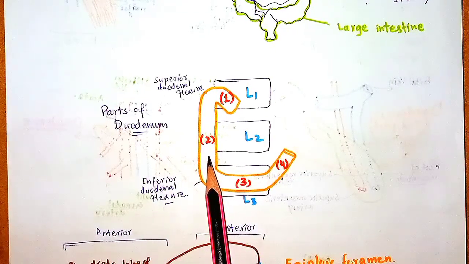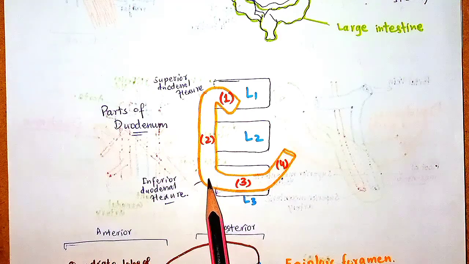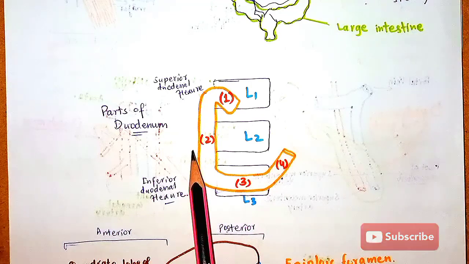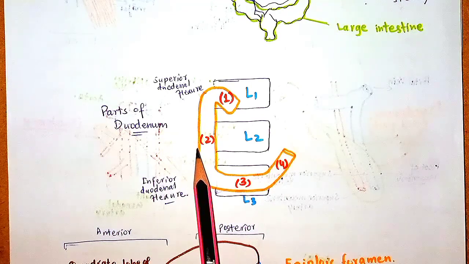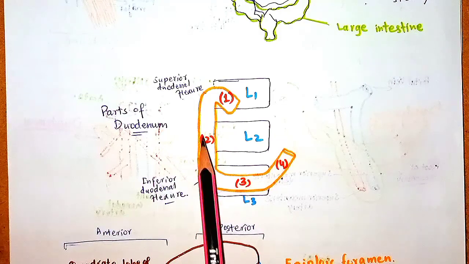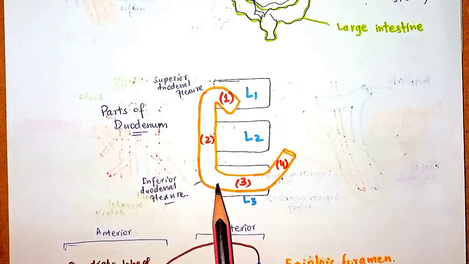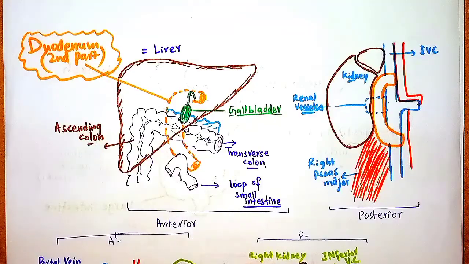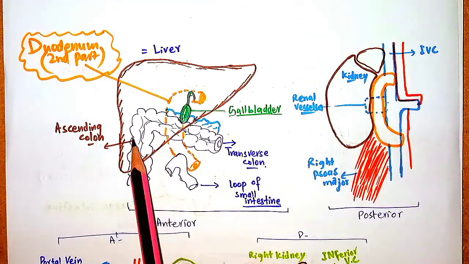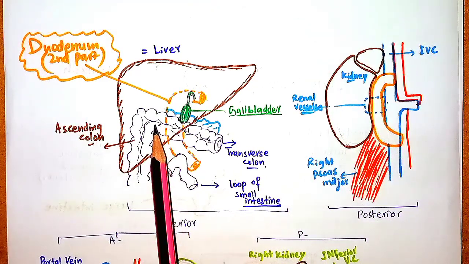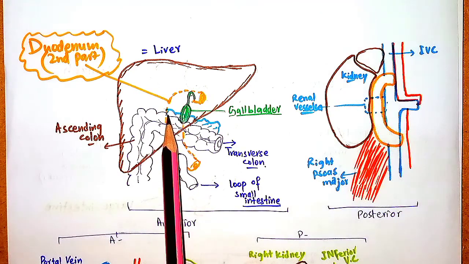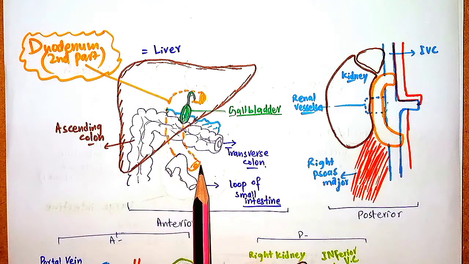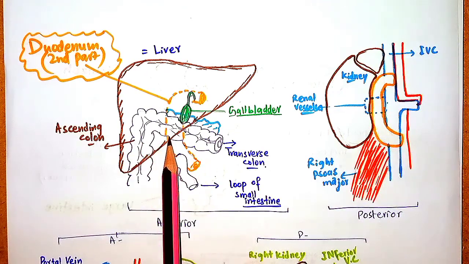This part runs vertically downward till the lower border of the third lumbar vertebra in front of the hilum of the right kidney. It is about 7.5 cm long and extends from the superior duodenal flexure to the inferior duodenal flexure. The relations of the second part of the duodenum are as follows. Superiorly, the right lobe of the liver, transverse colon and the coils of the small intestine are present on the superior aspect of the second part of the duodenum.